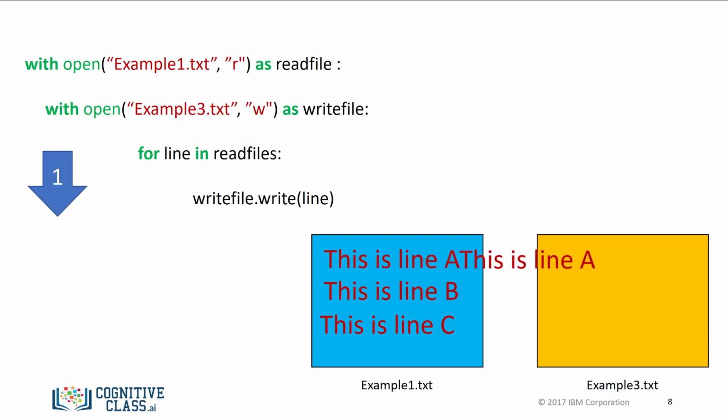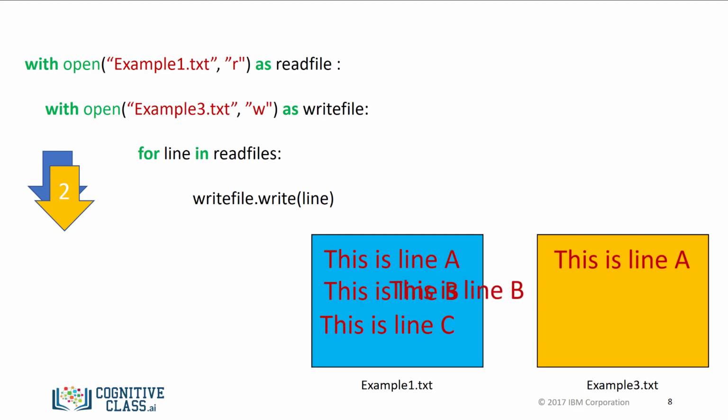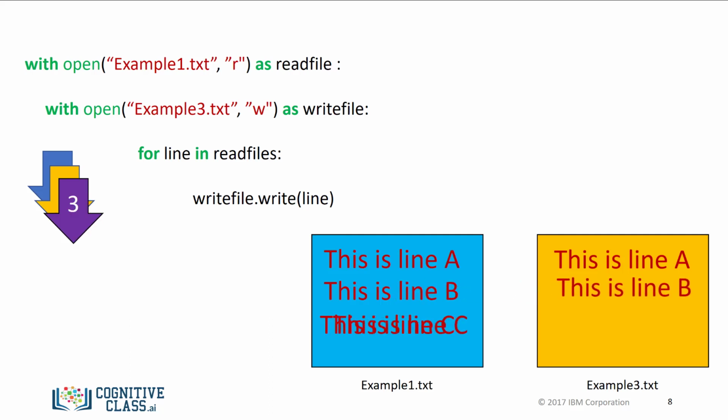The first iteration copies the first line. The second iteration copies the second line till the end of the file is reached. Then both files are closed.